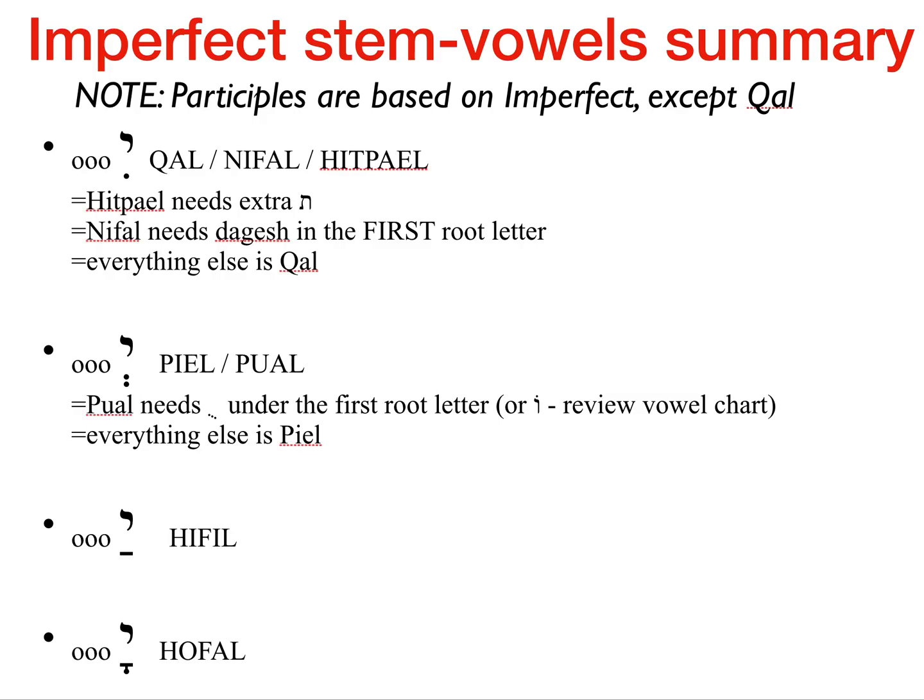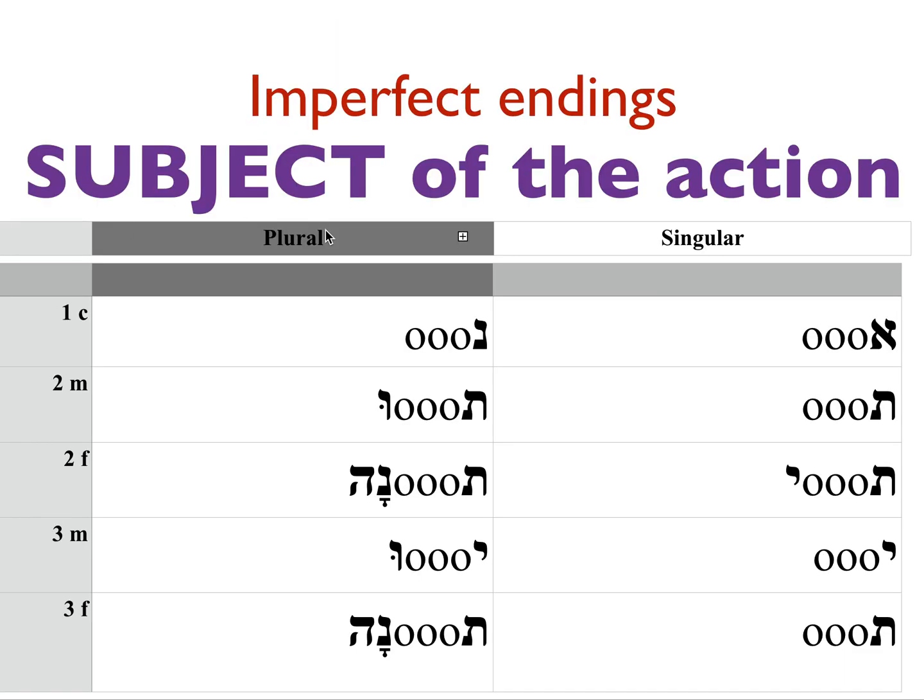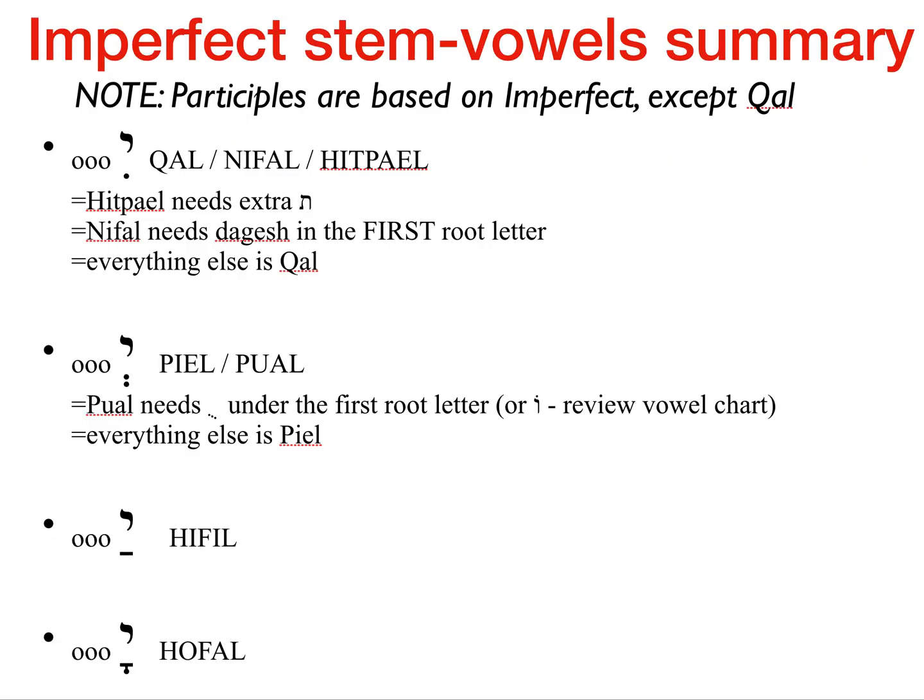These are the vowels. This is a summary of the vowels. So if under the preformative, and by preformative, I mean these letters, either aleph, nun, tav, or yod, so the letters that are before the three root letters. If under the preformative is yod, then it can be either kal, nifal, or hitpael. You have three options: kal, nifal, hitpael. You can go by process of elimination. Hitpael is the easiest one to recognize because it needs the extra tav, so it would be it.